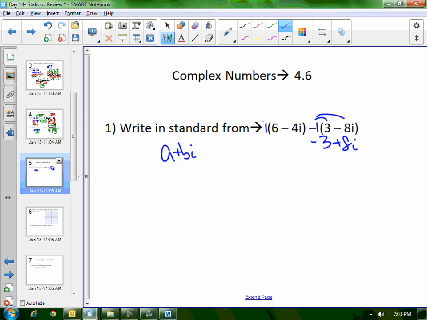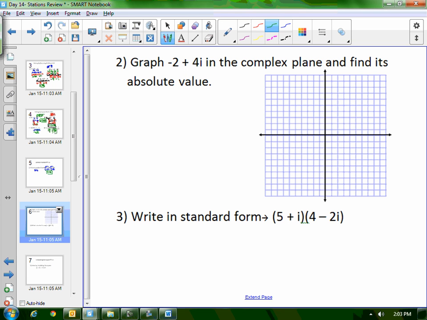These guys, okay, fine. A plus 1, nobody cares. 6 minus 4i, minus 3 plus 8i. Combine like terms, the real part would be 6 minus 3, which is 3. And the imaginary part, negative 4i plus 8i, would be plus 4i. The most important step here is that you remember to distribute the negative. Negative 4 plus 8i is positive 4i. So 3 plus 4i.